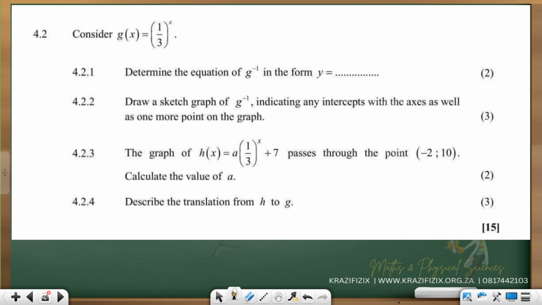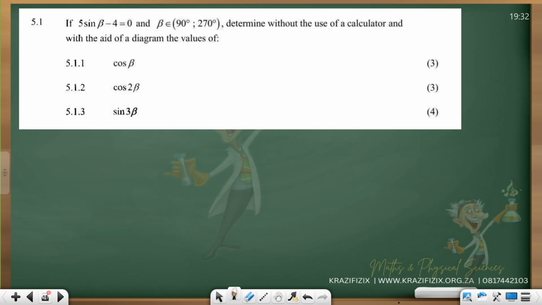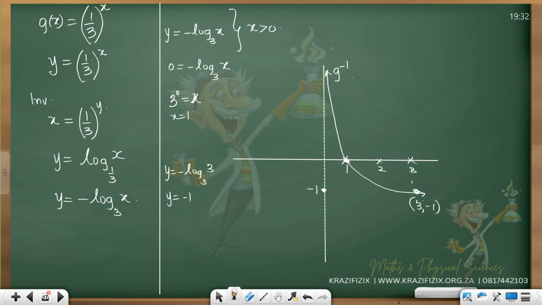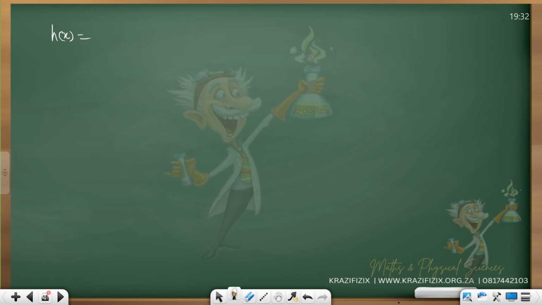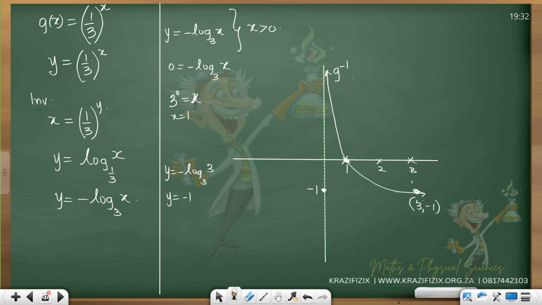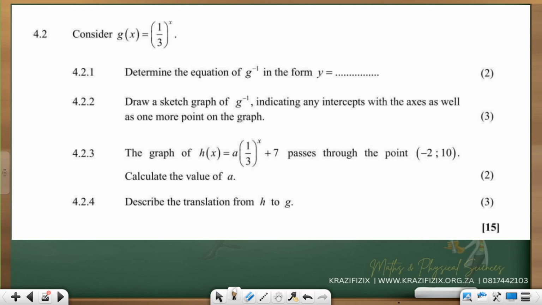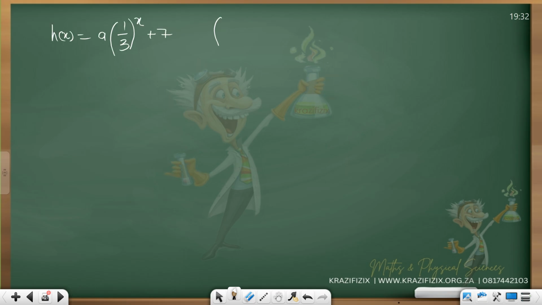H of x is a into bracket 1 over 3x plus 7. Come, let's do maths the way it's supposed to be. H of x is a into 1 over 3 to the power x plus 7. And we are given a coordinate of a point. What's the coordinate? Negative 2, 10. All right. What do you do here? You see, that's your x. Just by substituting, do you know you get 1 mark?